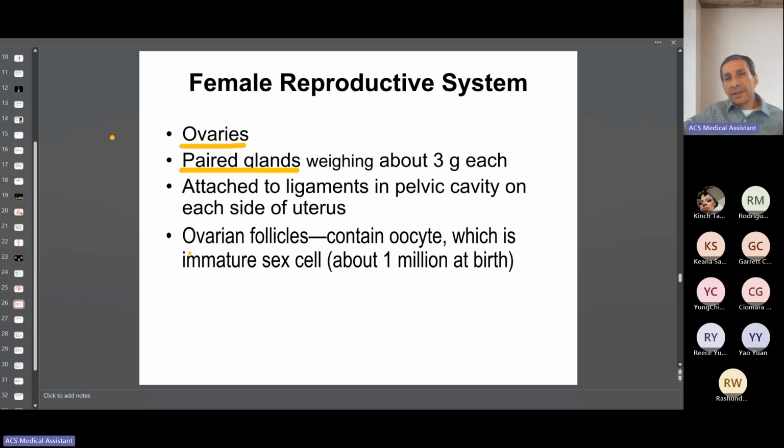So it says right here, ovarian follicles. So what are the ovarian follicles? Remember, this is like the seminiferous tubules in the male's testicles. That is where you're going to have the oocyte. The seminiferous tubules have the sperm. Now, these oocytes, or ovarian follicles, are nothing else than immature cells.